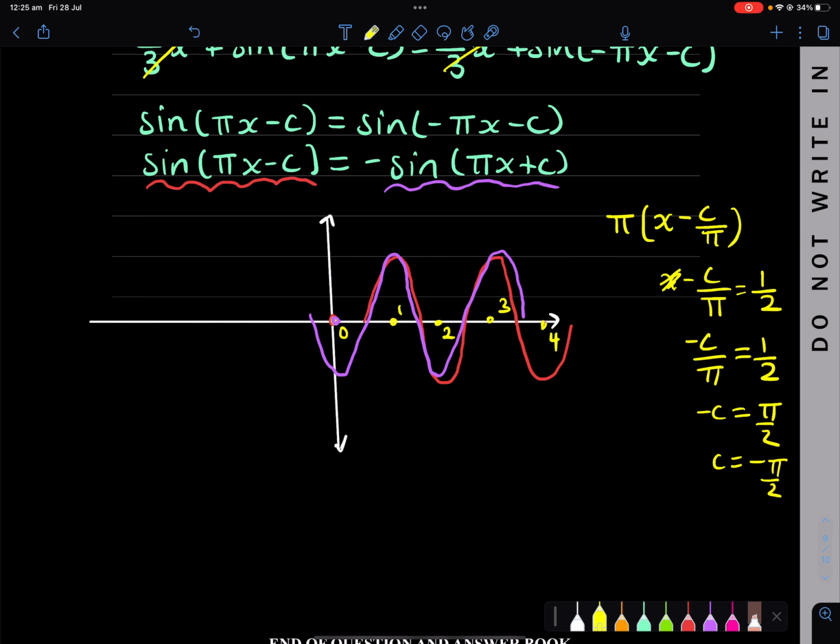Your C value here was negative pi over 2 when we moved it. And it should be the same for C equals pi over 2. So even the positive value and negative pi over 2, they actually equal the same. They should do the same thing.